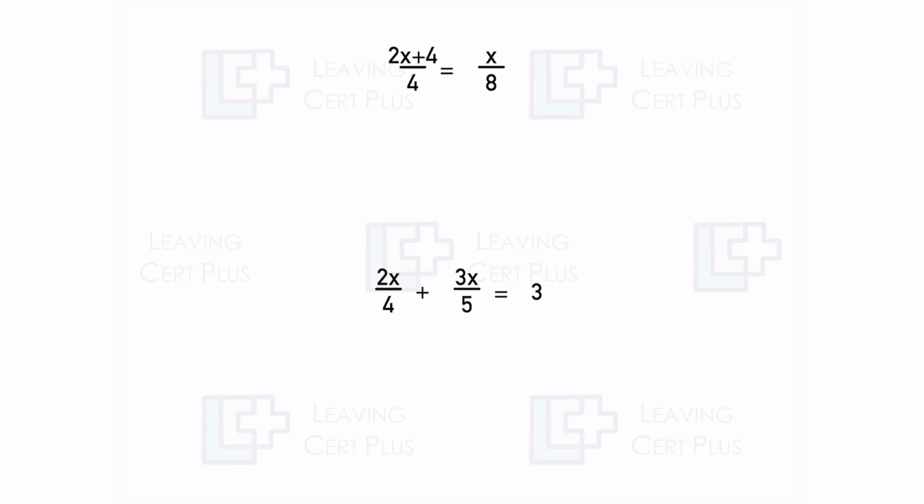Okay, so here are two questions here. I just want you to pause the video and think about whether you can use cross multiplication or whether you have to come up with a common denominator. So just try to come up with the next line for each one of these questions. You don't have to finish it out.